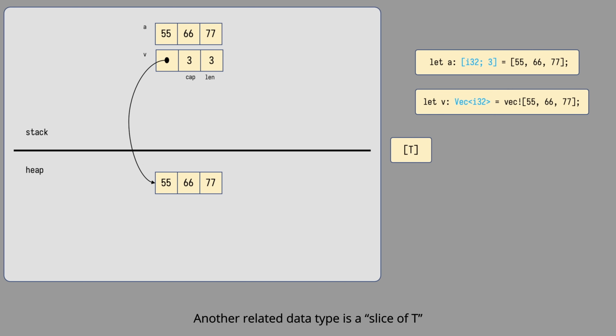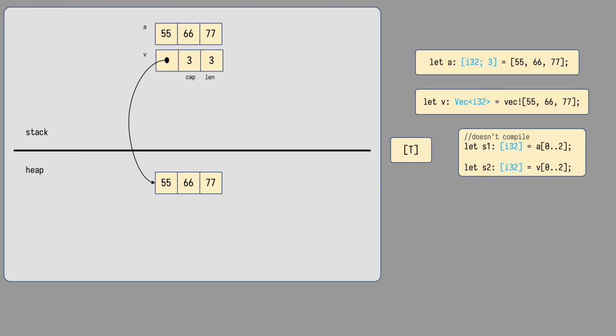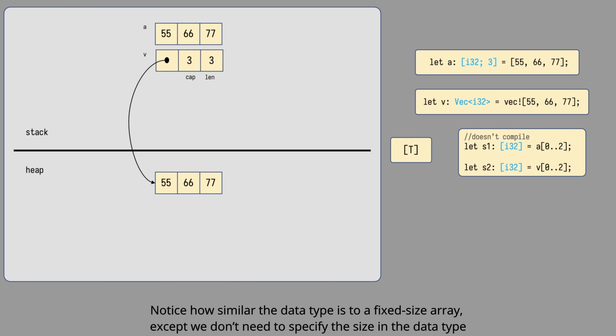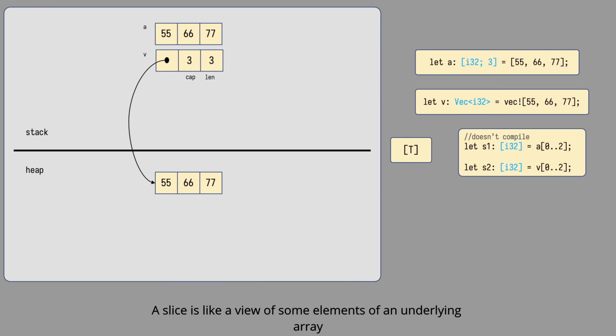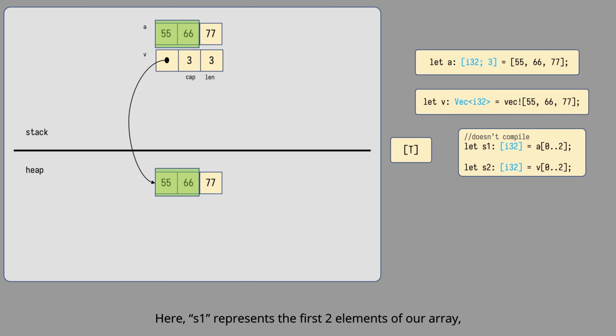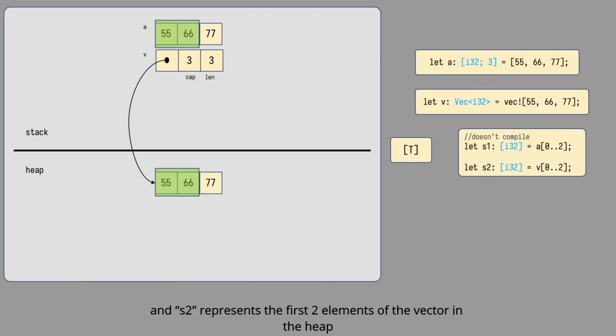Another related data type is a slice of T. Notice how similar the data type is to a fixed size array, except we don't need to specify the size in the data type. A slice is like a view of some elements of an underlying array. Here, s1 represents the first 2 elements of our array, and s2 represents the first 2 elements of the vector in the heap.